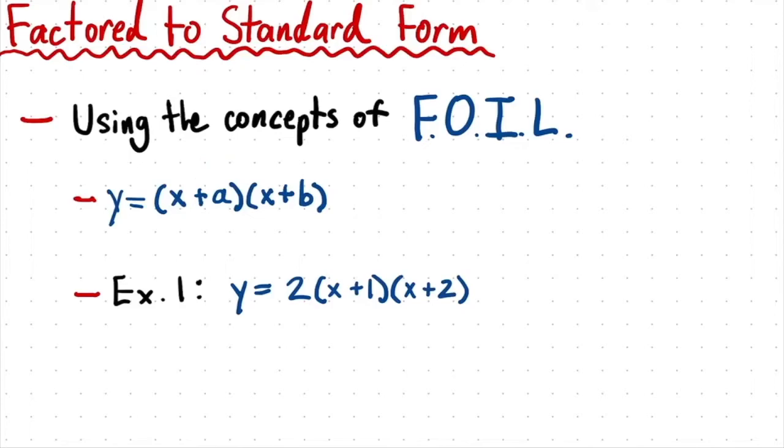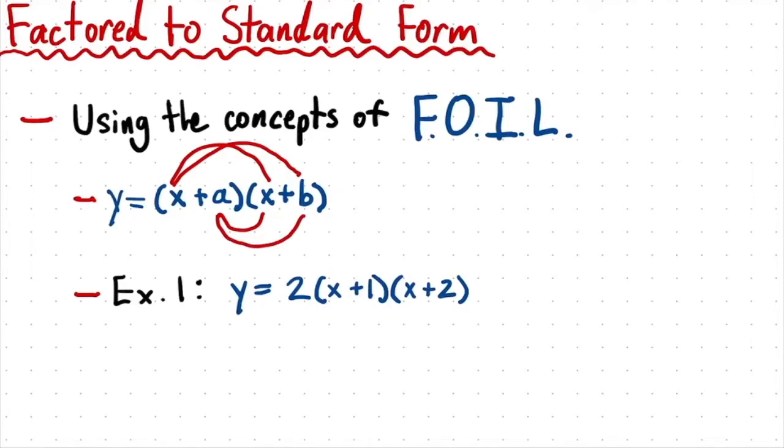The first in each mini equation, and then the outsides, so the farthest outside, so this one and this one, and then the insides, so the ones that are in the inside of the equation, so those two, and then the last, so the last one in this equation and the last one in that equation.